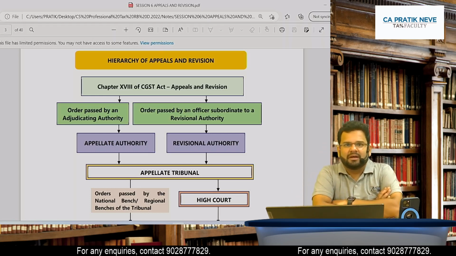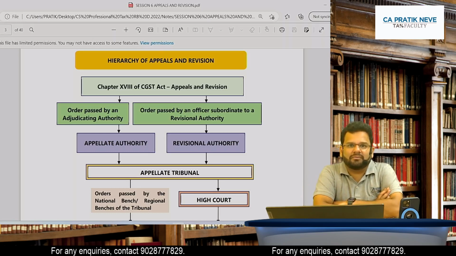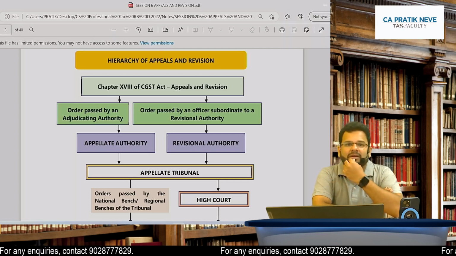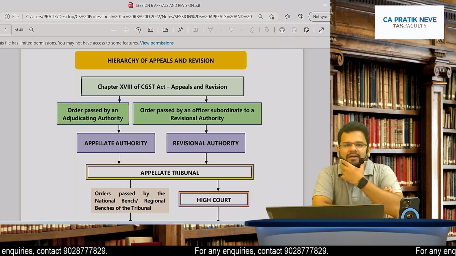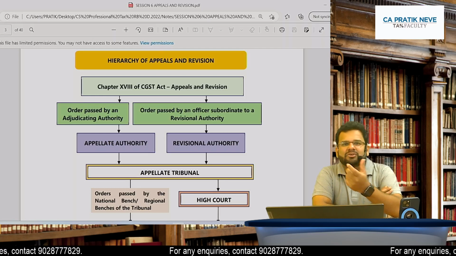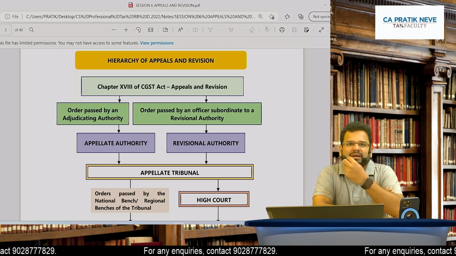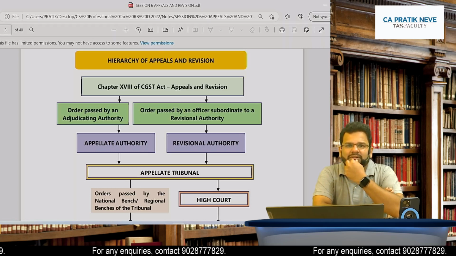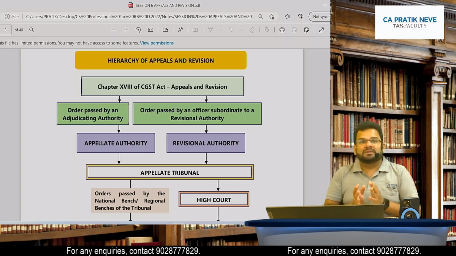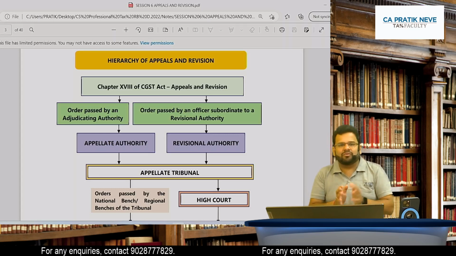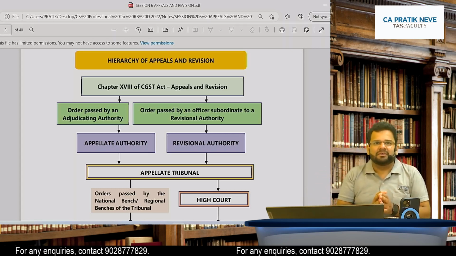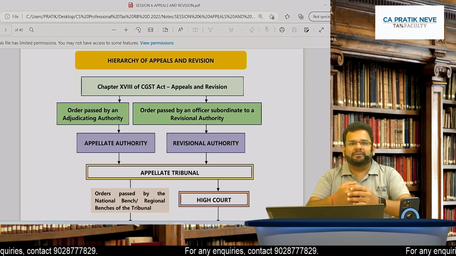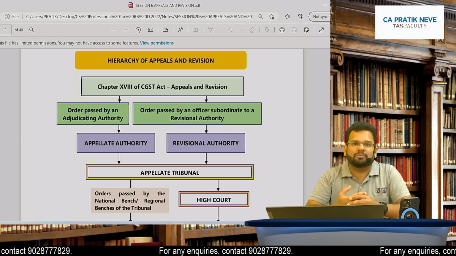Now in today's session we are going to talk about appeals and revision under GST. Okay, so let's go ahead and discuss that. It's going to be a small session because I don't want to discuss procedures and all. What is to be discussed is just the basic hierarchy of appeals and revisions, and what all are the pre-deposits to be filed if you want to go into appeal.